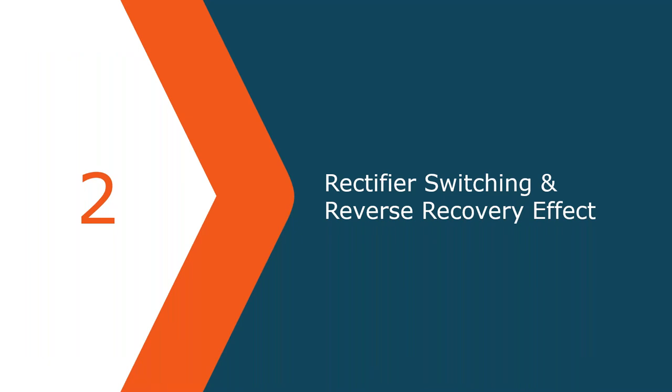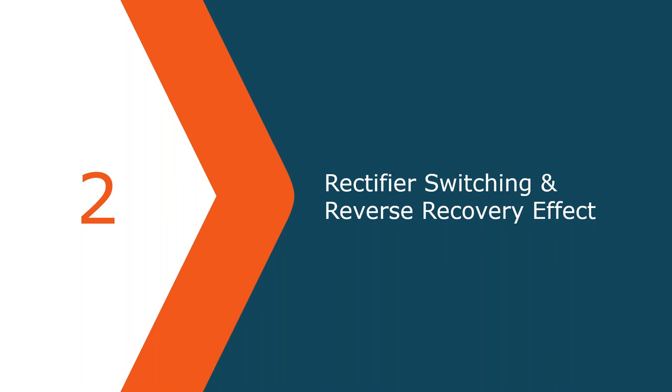All right, so thank you, Ole. I will talk about rectifier switching and the reverse recovery effect. Basically, we want to understand in this session how the diode behaves if we turn the diode on, so basically enable a forward direction current flow. And especially we want to understand how the diode behaves if we switch it, so basically turn from forward direction to backwards direction in blocking state. So we basically want to understand what the dynamic behavior of these kinds of diode rectifiers is.